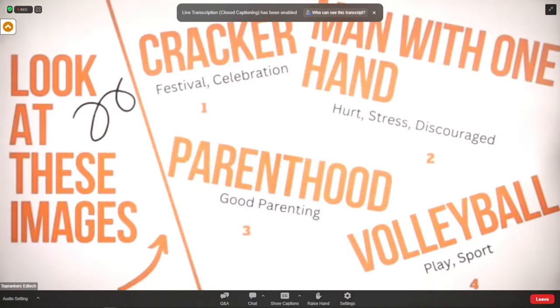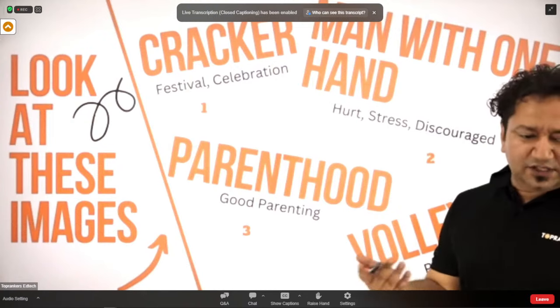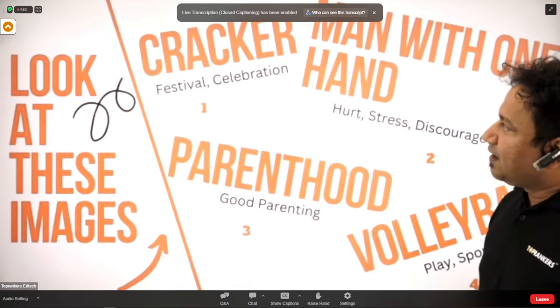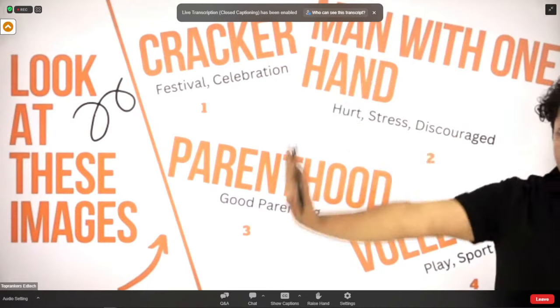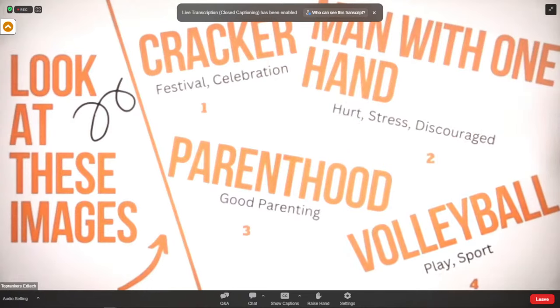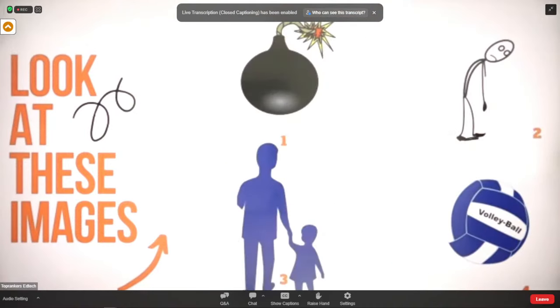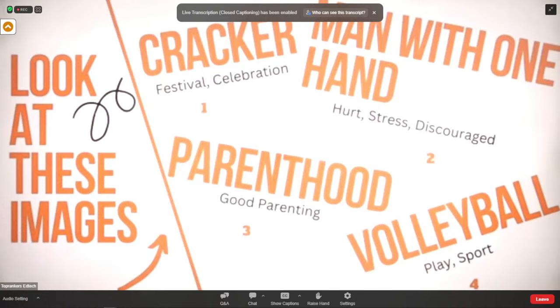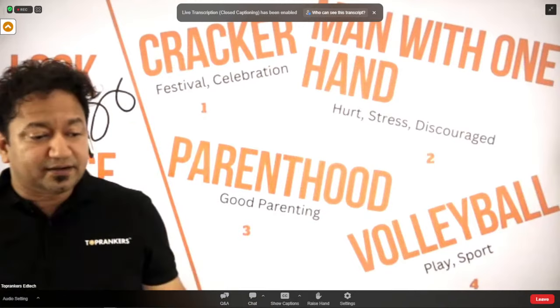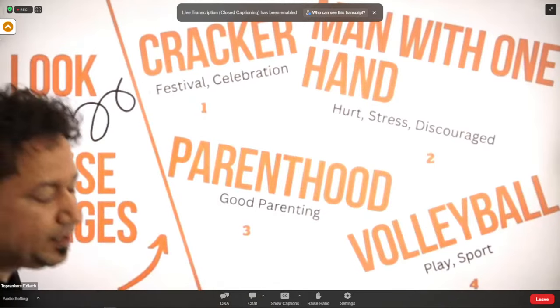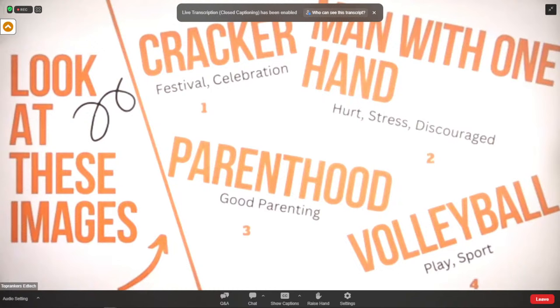The first picture says cracker. It was a cracker, isn't it? But looking at a cracker, what comes to my mind? Festival, celebration, isn't it? The second one was a man with one hand. See, his hand is broken, cut off. Man with one hand, he is hurt or stressed or discouraged, right? This man can be a literal man who has only one hand, or probably it is nothing but a mental state. Okay, that's a nice example.